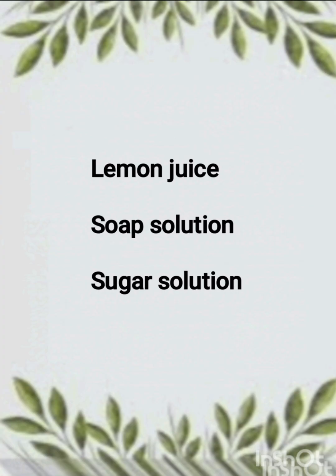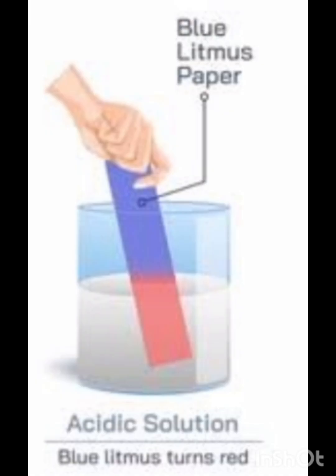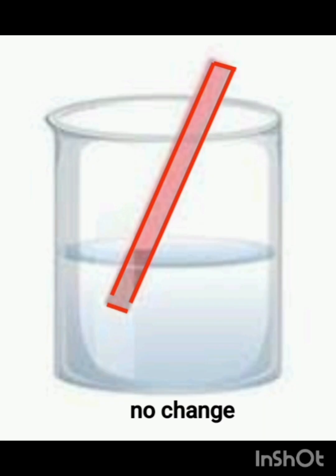For that, we will collect samples of lemon juice, soap solution and sugar solution and dip red and blue litmus papers in them. Okay? When blue litmus paper is dipped in lemon juice, it turns red, indicating that lemon juice is acidic. Okay? And when red litmus paper is dipped in lemon juice, the litmus paper will remain red.